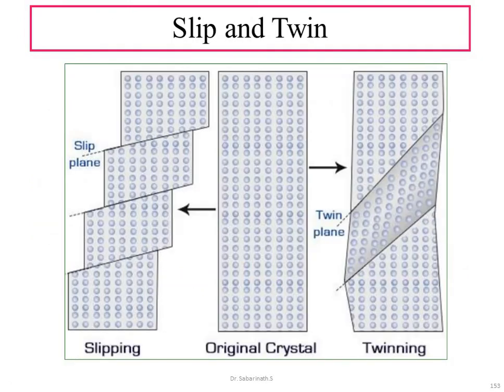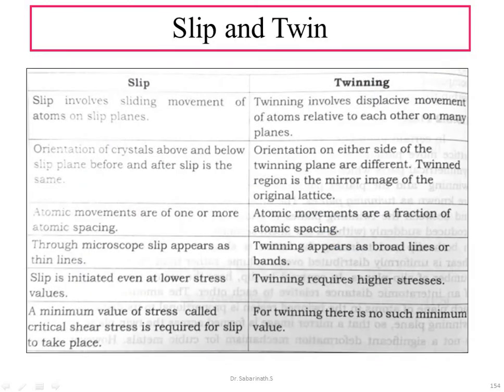This is a figure which clearly indicates the difference between the two mechanisms. This is our original crystal, and when slip occurs it will look like this, but when twinning happens it will look like this. Twinning gives an entirely different type of crystal, because all the crystal structures have been displaced, but the surface deformation is not as much as that of slip. So this is purely from an examination point of view.